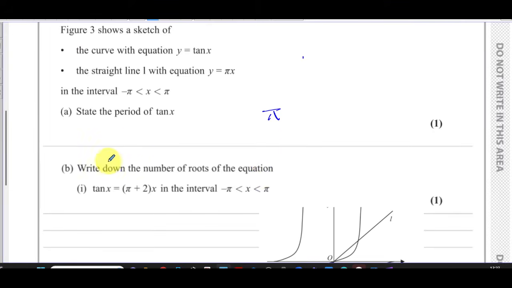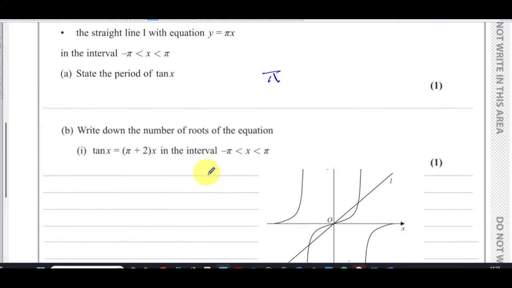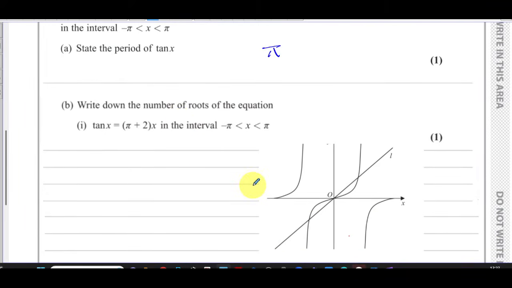Then it says part B, write down the number of roots of the equation tan x equals pi plus 2x in the interval from minus pi to pi. So this is minus pi again, and this is pi. Now, this is where y equals pi plus 2x and y equals tan x intersect. The solution to this equation will be where these two intersect.